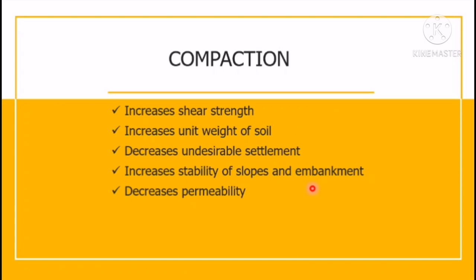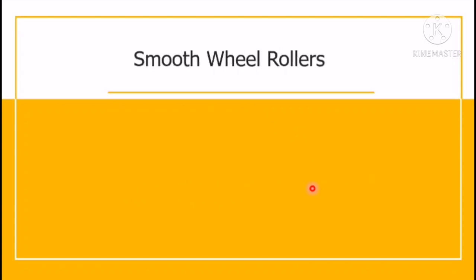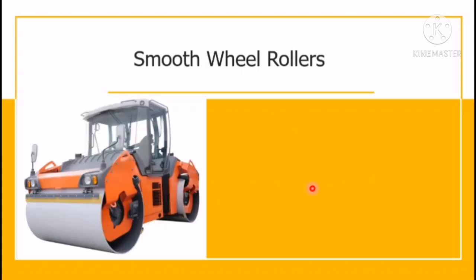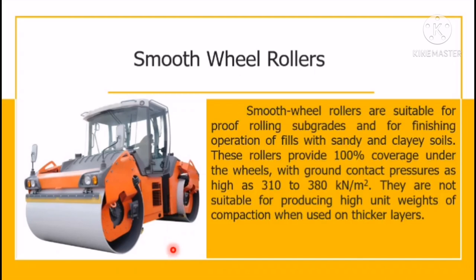So, in construction, we need to compact soils, and what are those equipment that are used to compact soils? So, number one is what we call smooth wheel rollers. So, smooth wheel rollers are like this. And smooth wheel rollers are suitable for proof rolling subgrades and for finishing operations of fills with sandy and clayey soils. These rollers provide 100% coverage under the wheels with ground contact pressures as high as 310 to 380 kilopascal or kilonewton per meter squared. They are not suitable for producing high unit weights of soil compaction when used on thicker layers.